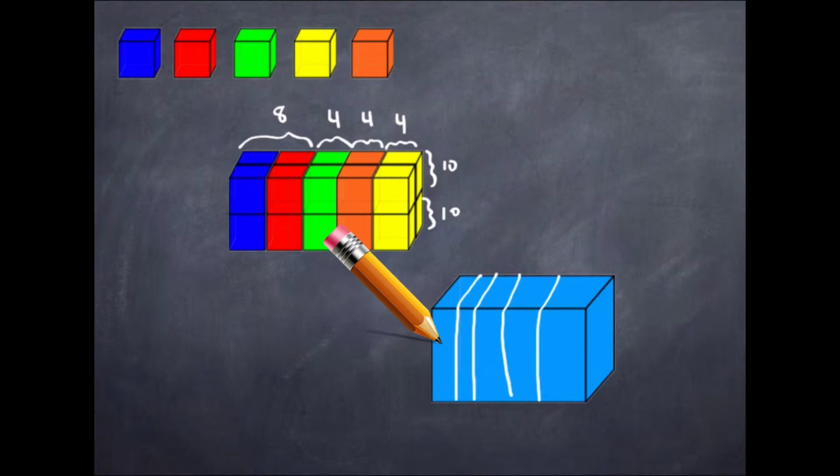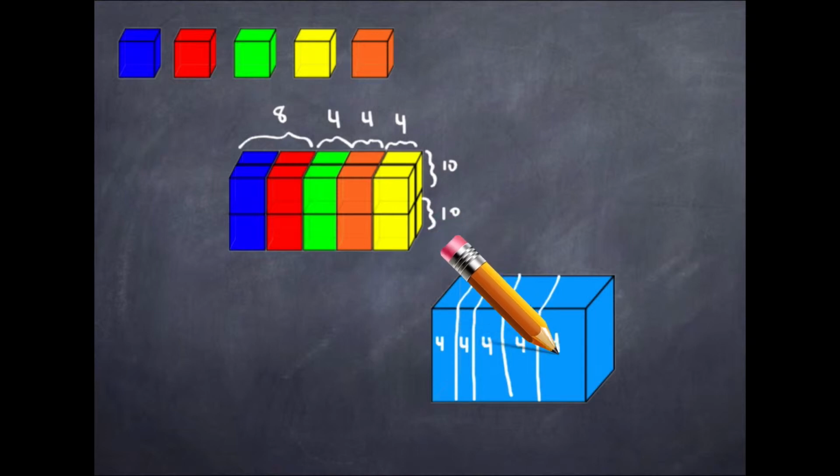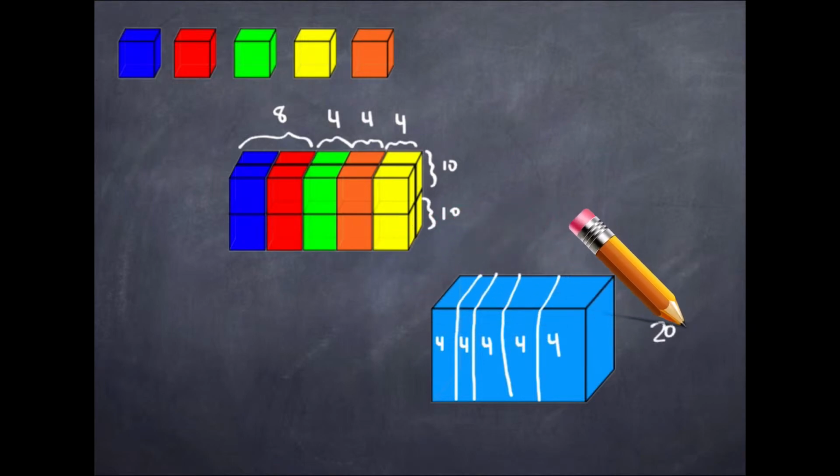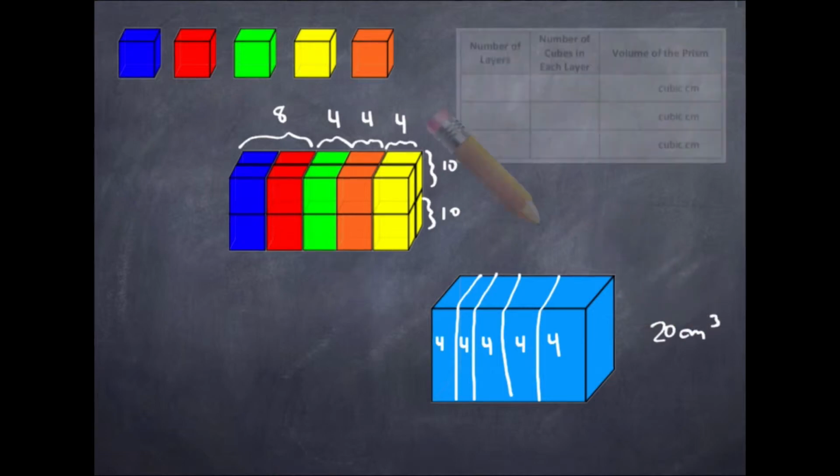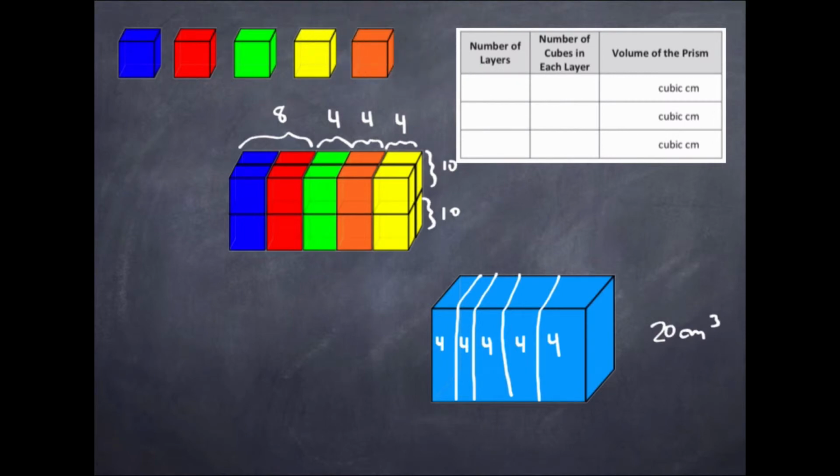And each one of those layers had 4, right? 4 and 4, 4, 4, and 4. So if we added all of those up, 4 cubic centimeters plus 4 plus 4 plus 4 plus 4, we're going to get 20 centimeters cubed, right? 20 cubic centimeters. So let's bring in a table real quick to outline our thought process so far. So we'll say that we had 5 layers, and the number of cubes in each layer was 4. So when we do 5 times 4, or 4 times 5, we're going to get 20, right?